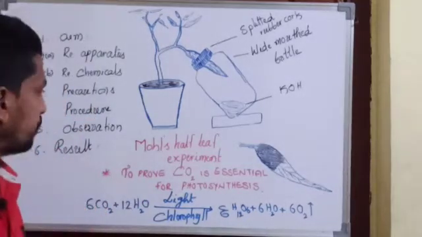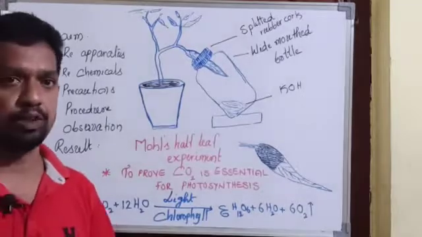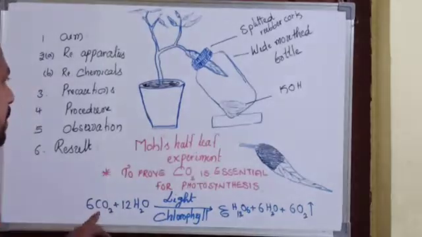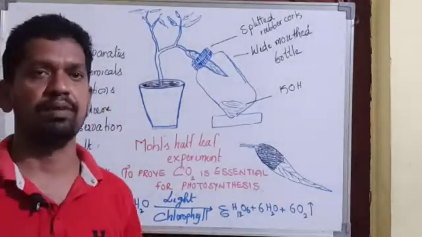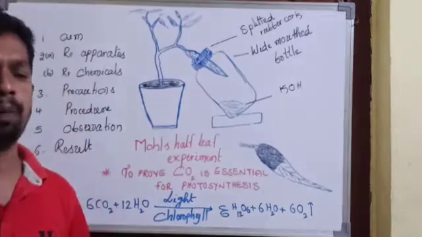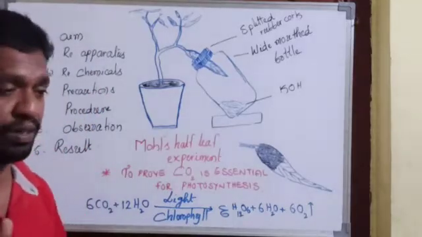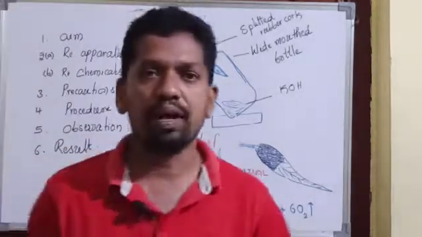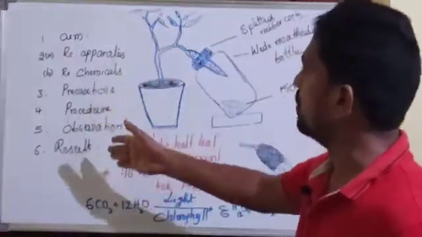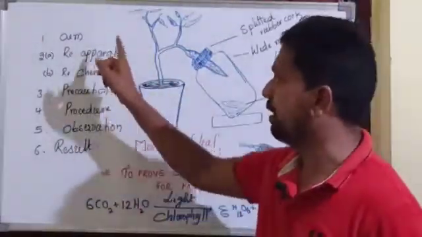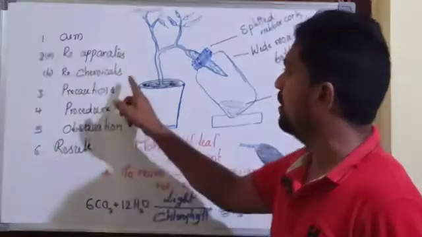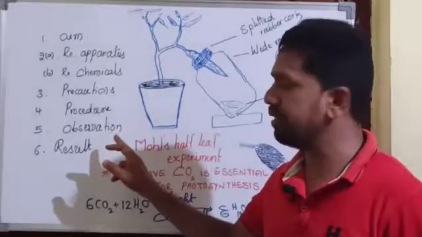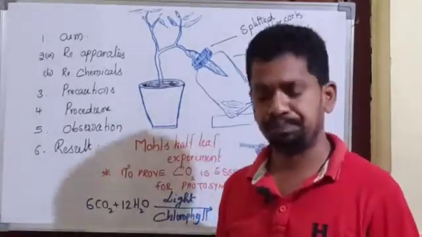That is why in this lesson we have some experiments. So in experiment number 2, we are going to prove that carbon dioxide is essential for photosynthesis. That means without carbon dioxide, a plant cannot prepare food materials. That is what we are going to prove now. And of course we know for all the activities we have to follow some common steps. They are aim, required apparatus, required chemicals, precautions, procedure, observation and finally result.